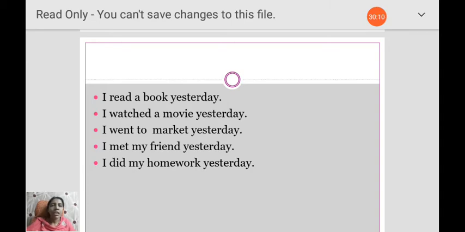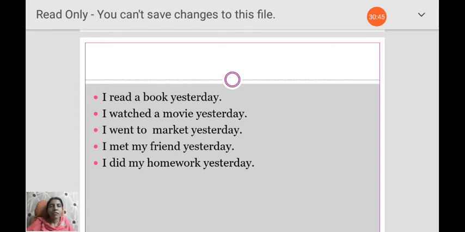I went to market yesterday. I met my friend yesterday. I did my homework yesterday. I will also have some homework. That's why I did my homework. So these are the activities that I did yesterday. Your activities may be different, but look at the verb form. It should be V2 form.